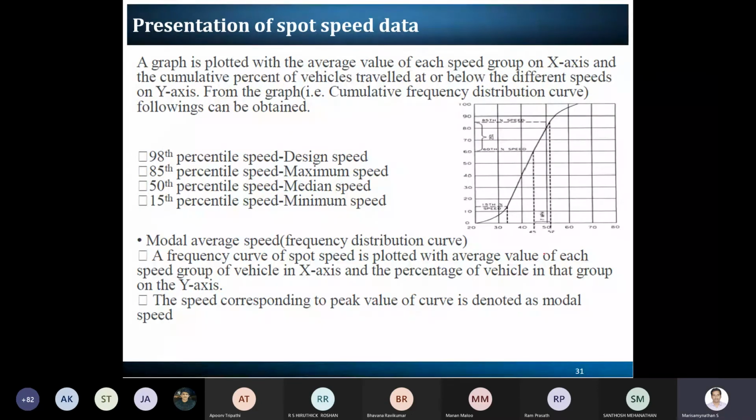The last way is representations. We learn what speed is, what types of speed there are, and why we are conducting the speed study, and how to measure the speed from the field. We have learned this flow. Now, in what way can we represent the speed?